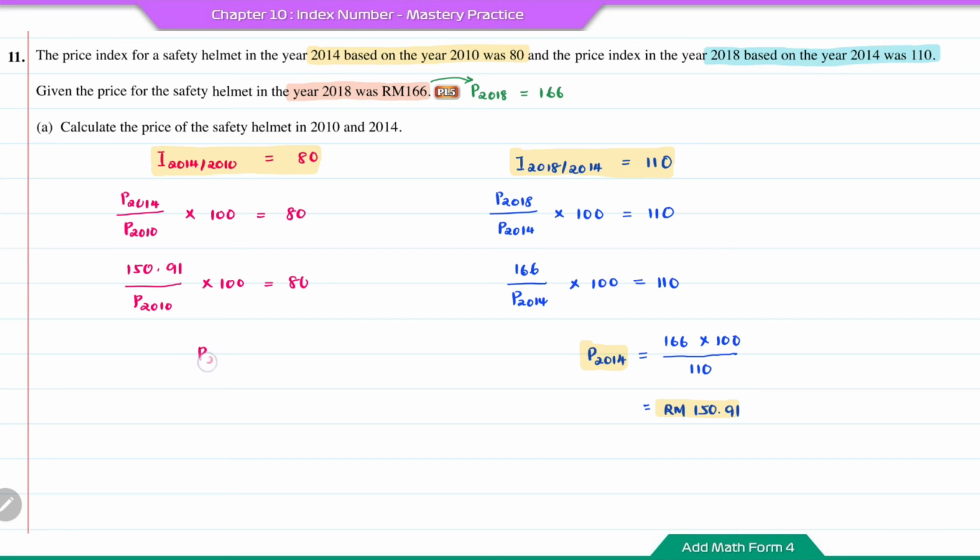So to find the price in the year 2010, this will be 150.91 times 100. Then we're going to divide it with 80. So the answer of this will be RM 188.64.